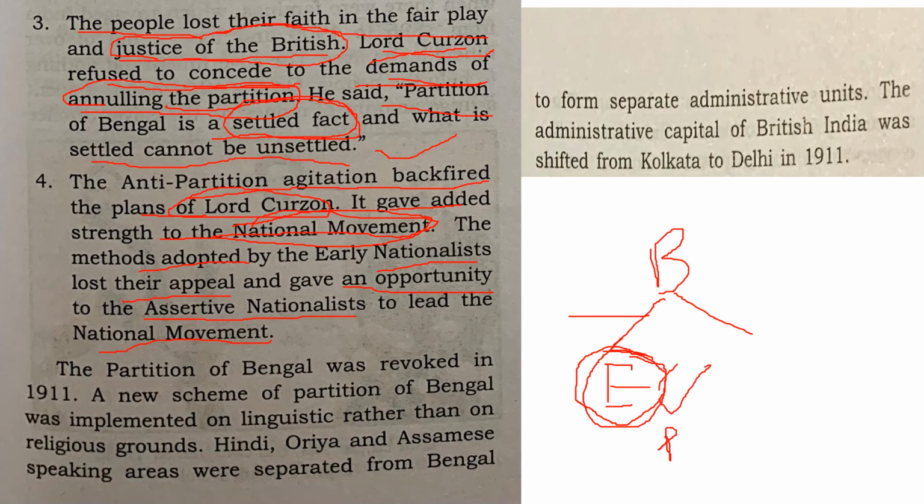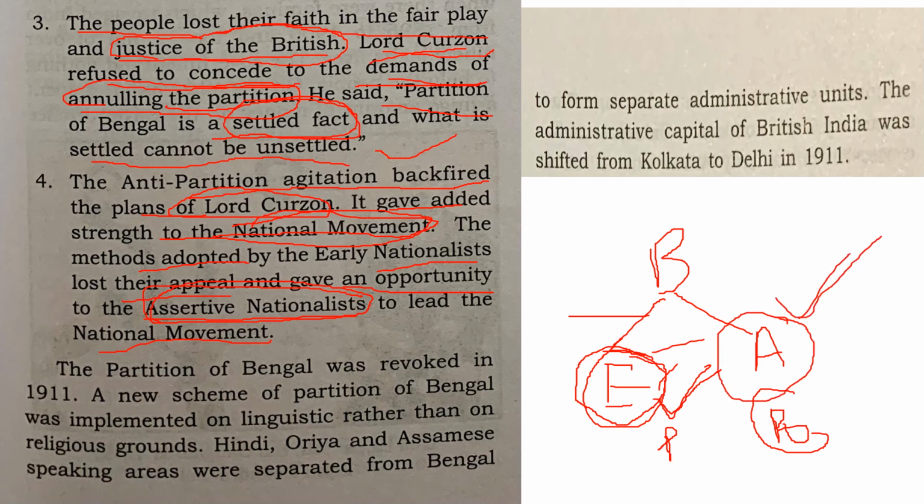And the other group of congressmen called assertive nationalists, that means those who don't want to be very humble and obedient to the British, and wanted to go for even violence if needed. So this kind of assertive nationalists gained popularity in Congress and also among the people. This was another major impact of the anti-partition movement. That is, early nationalists lost their glory because of the methods they adopted. They could not stop partition, whereas the assertive nationalists' methods helped people to at least protest in a very huge manner. So they gained popularity among the people.